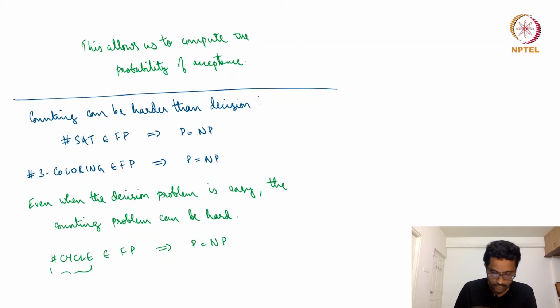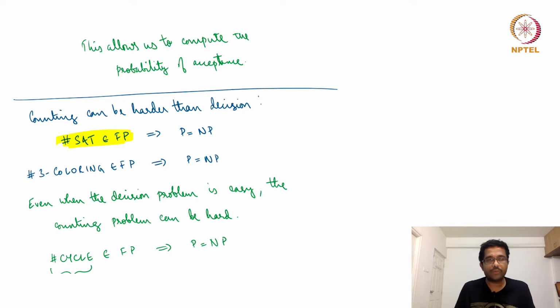And the next point is something that I have already made. In the case of sharp SAT and sharp 3 coloring, these correspond to NP complete languages, or the decision versions of which are NP complete. If we can count the number of satisfying assignments in polynomial time, if sharp SAT is in FP, then it means that we can even decide whether it is satisfiable or not in polynomial time, which means P equal to NP. And the same thing holds for 3 coloring as well.